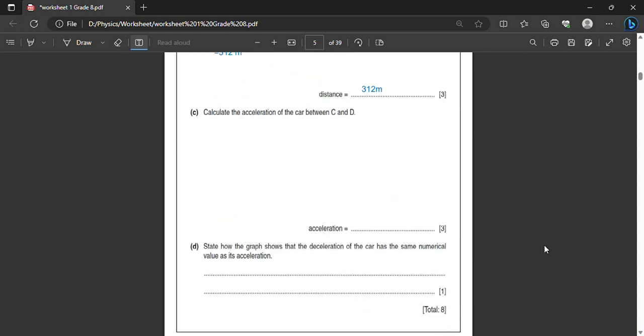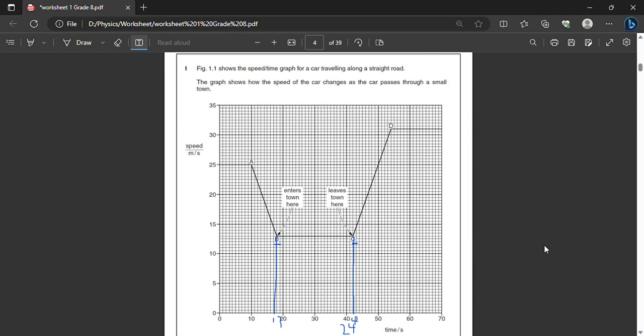Calculate the acceleration of the car between C and D. So C and D from here. They're asking to find the acceleration, not the distance this time. So you'll do the same thing. You will bring the line of D down. Once you bring it down, you'll get around 54. Now you subtract 42 from 54, and you will get 12.